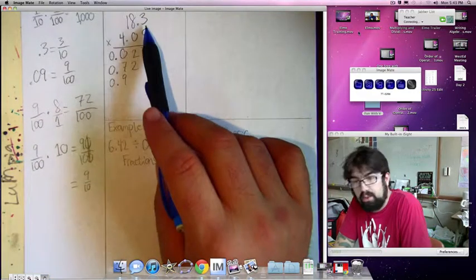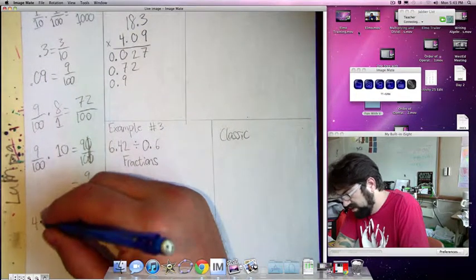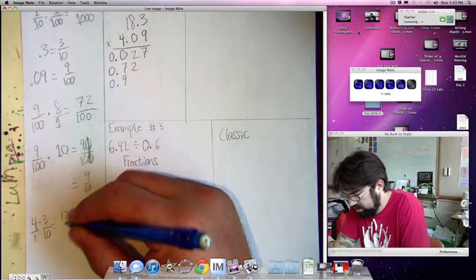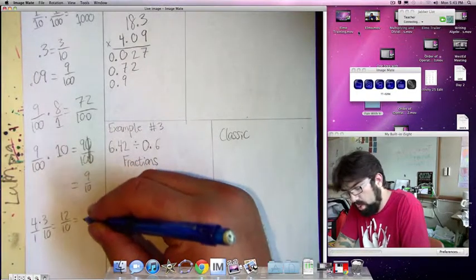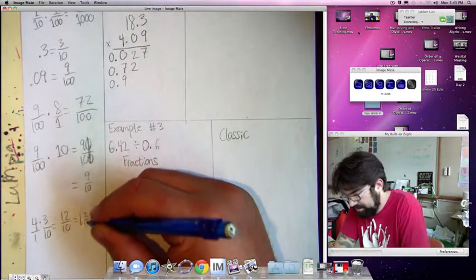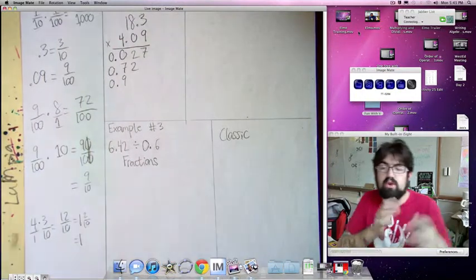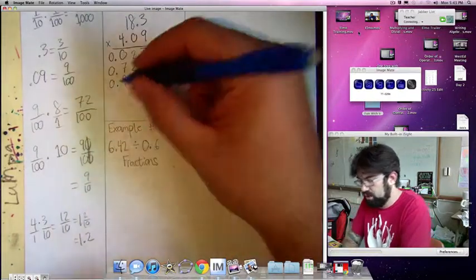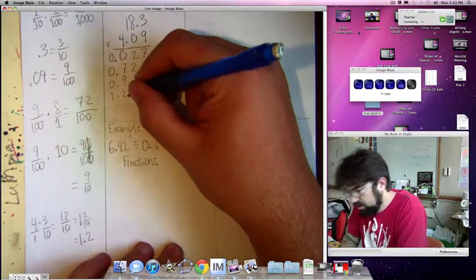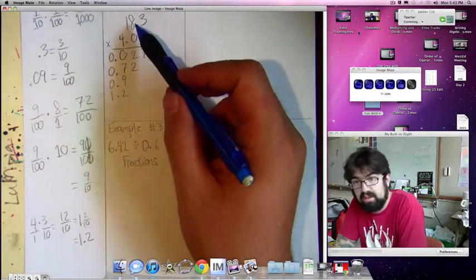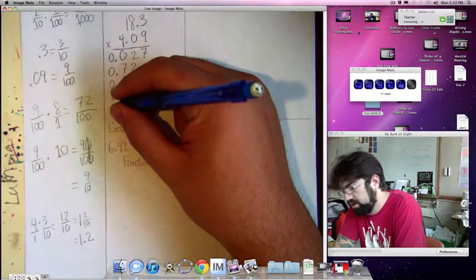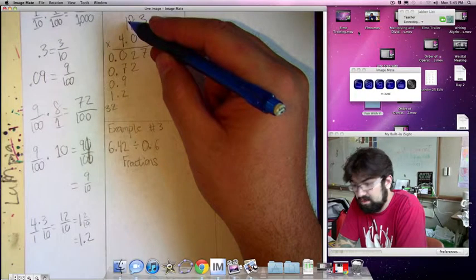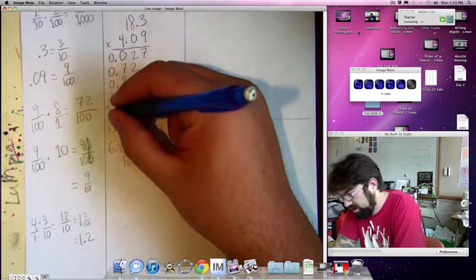I've got 4 times 0.3. 4 times 3 tenths. The one underneath that, this is 12 over 10, which is 1 and 2 tenths. And if you remember from your converting fractions, that's 1.2. 4 times 8, just do it. 4 times 8 is 32. 4 times 10, because remember that's 10. 4 times 10 is 40.